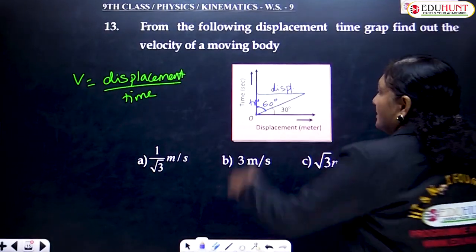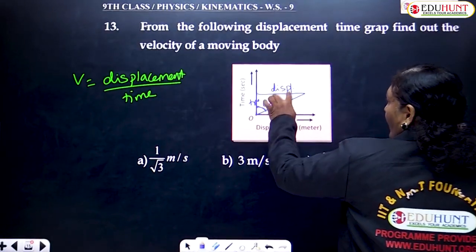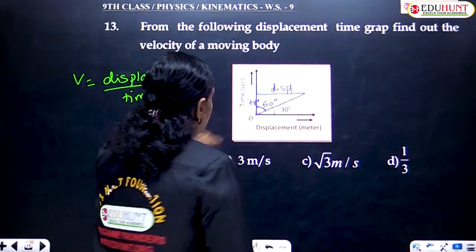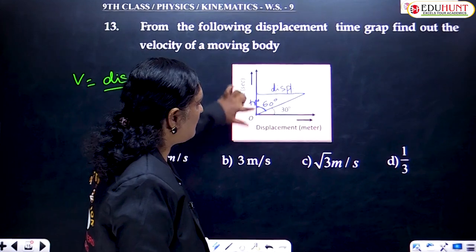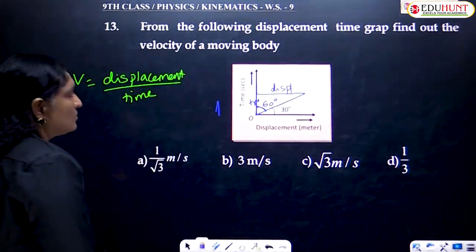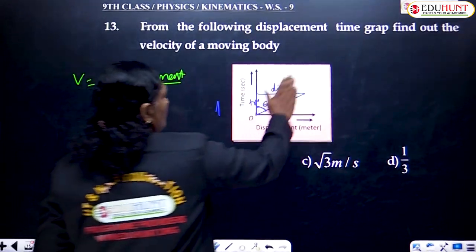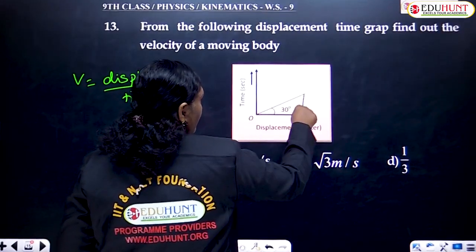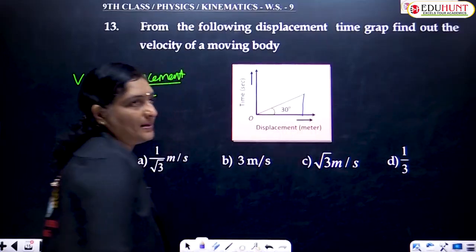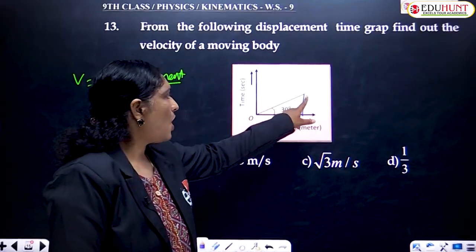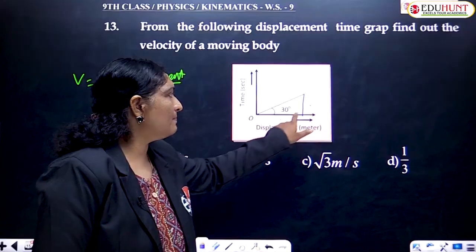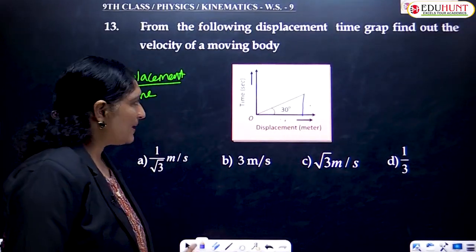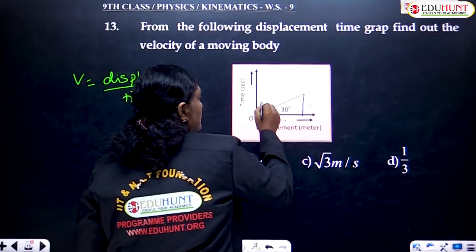Is that okay? So displacement is always taken on the x-axis and time is taken on the y-axis. Clear? So displacement on the x-axis and time on the y-axis. From that you have to consider tan 30. If you consider only 30 degrees, then you will get tan 30 as time by displacement, opposite by adjacent. So time by displacement does not give velocity. To get displacement by time, I have to consider 60 degrees.